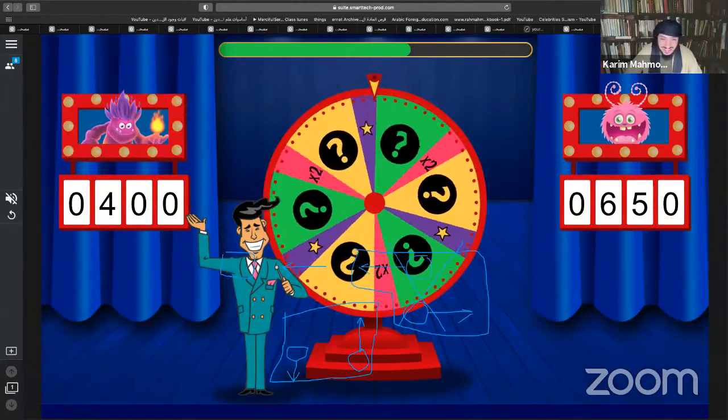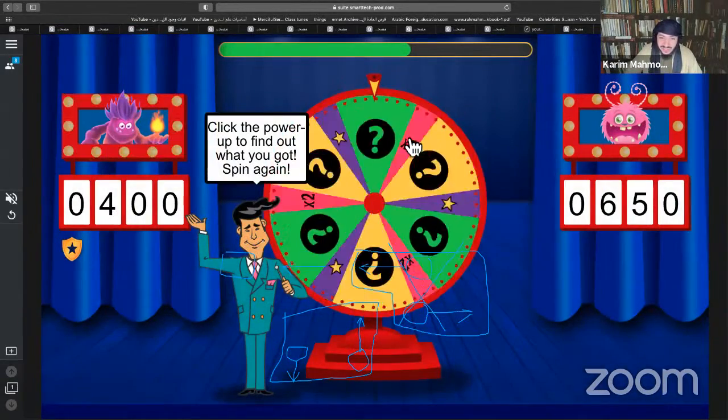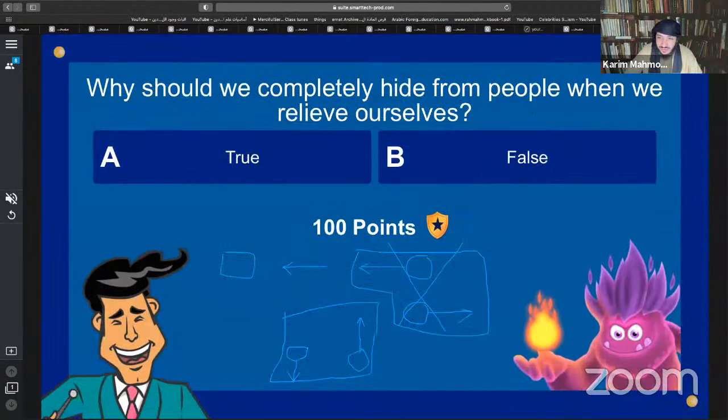All right. Okay, boys team, you got a star. Ooh, it's star time. Star for the boys. Okay, who's this question for? Let's see. Is it for Ayan? Oh, it's for Ayan. Yes, Ayan.